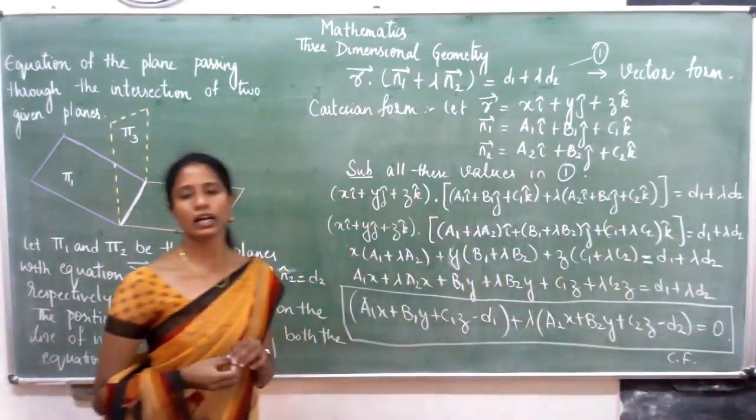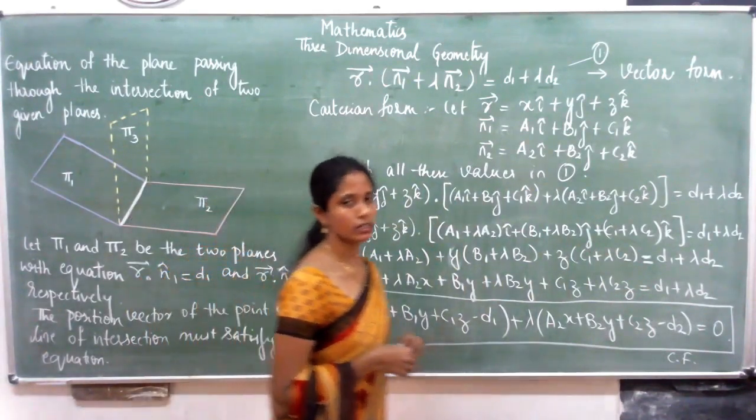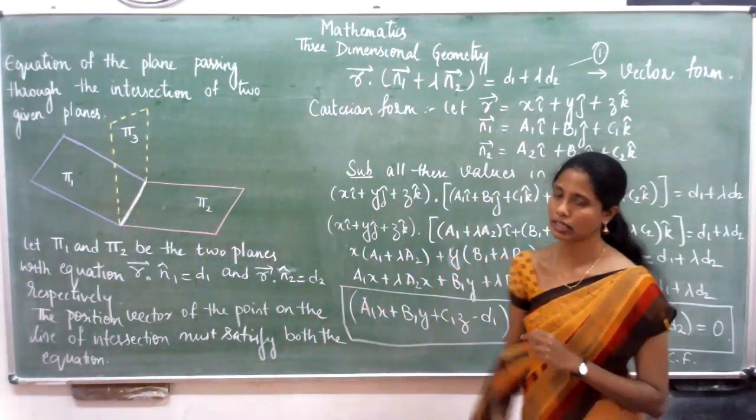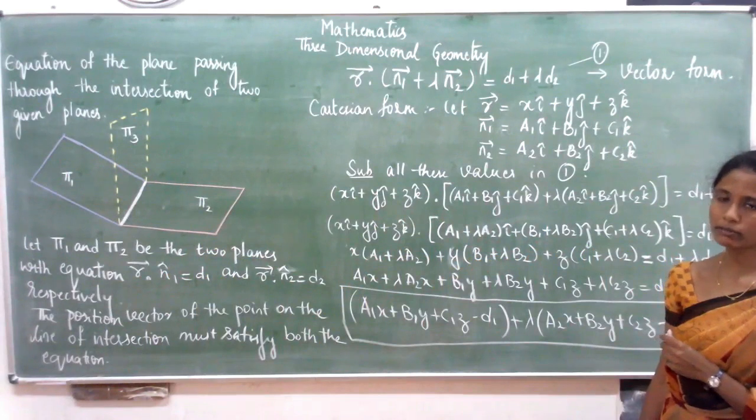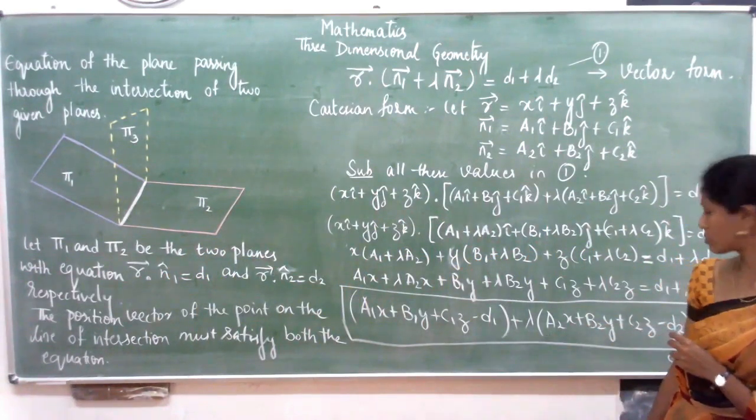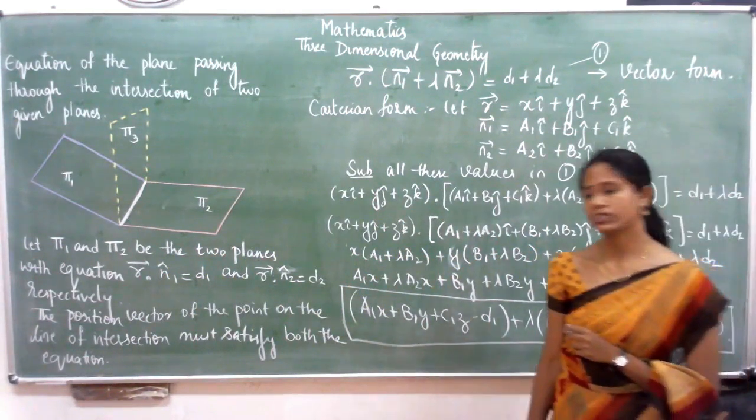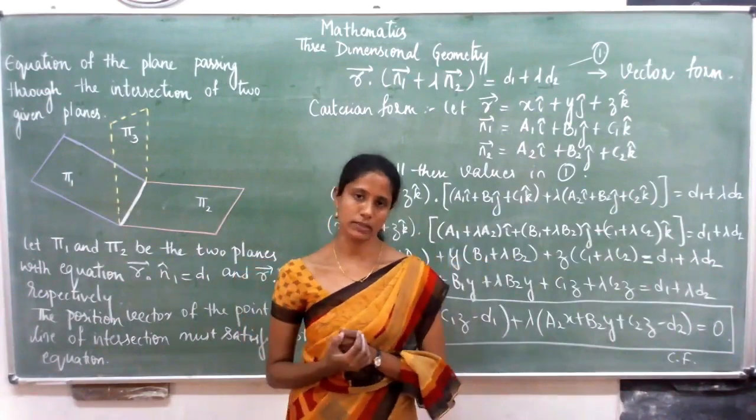Vector form is vector r dot n1 plus lambda times vector n2 is equal to d1 plus lambda times d2, and Cartesian form is a1x plus b1y plus c1z minus d1 plus lambda times a2x plus b2y plus c2z minus d2 is equal to 0. Now let us solve the problems on this.